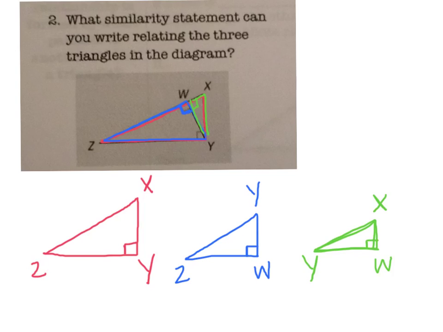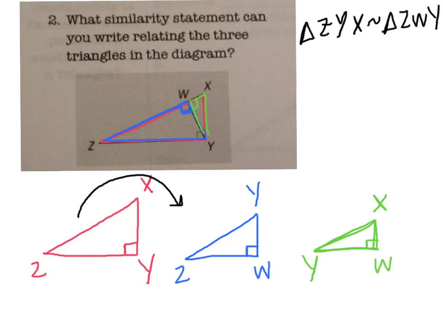So now that we've drawn all 3 of these triangles, we have the triangle ZXY, we have the triangle ZYW, and we have the triangle YXW that are all similar. So the final thing we need to do is to write these similarity statements. So we're going to write one similarity statement that compares this red triangle to the blue one. So we would draw that triangle ZYX is similar to triangle ZWY. Notice that both of my right angles, so my right angle here is Y and my right angle here is W, and those are both in the same position.